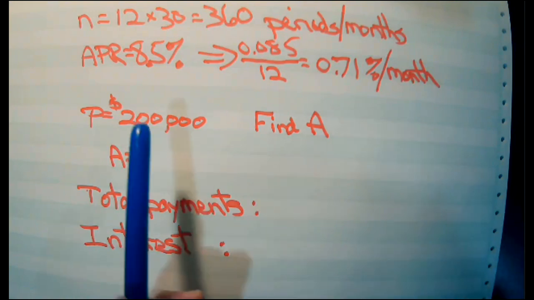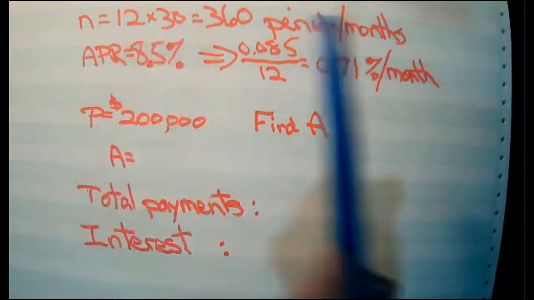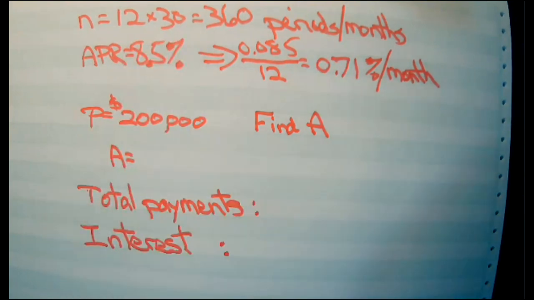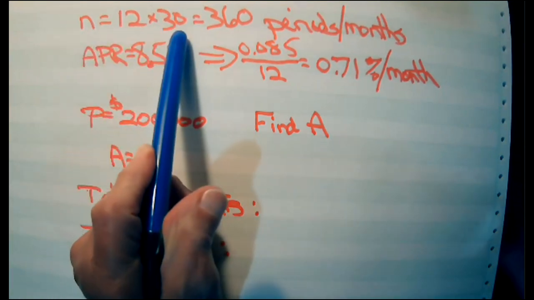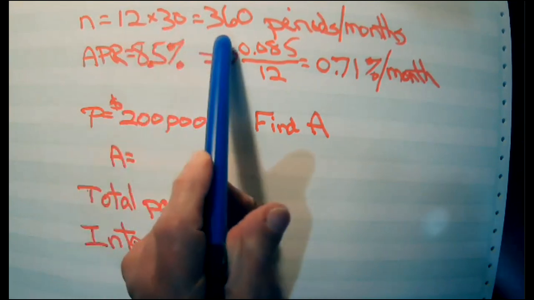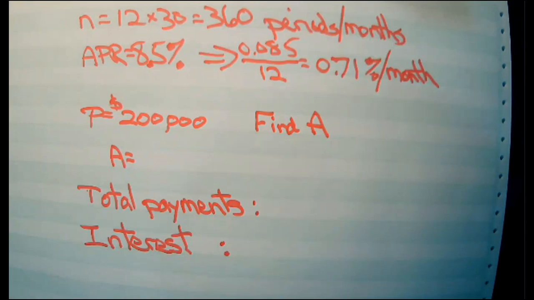Okay, how many periods do we have? Well, this is monthly. The question says determine the monthly payment. We have monthly cash flows. We have 12 times 30 years, 12 months per year, or 360 periods, or 360 months. This loan will be for 360 months. The A that we find will be an A for 360 months.